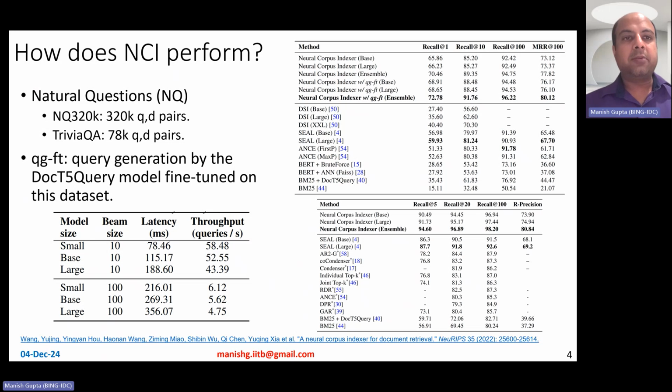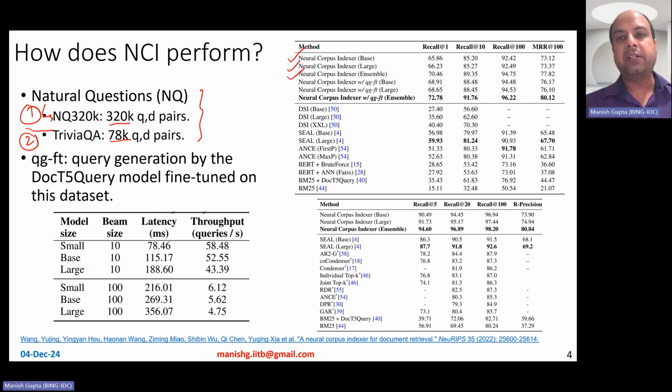Now, lastly, let me talk about how NCI performs. So they measured the performance over two different data sets: natural questions, and the second data set is TriviaQA, right? Natural questions contains 320K query document pairs, TriviaQA contains 78K query document pairs, and they built different size models, using T5 base, T5 large, and an ensemble.